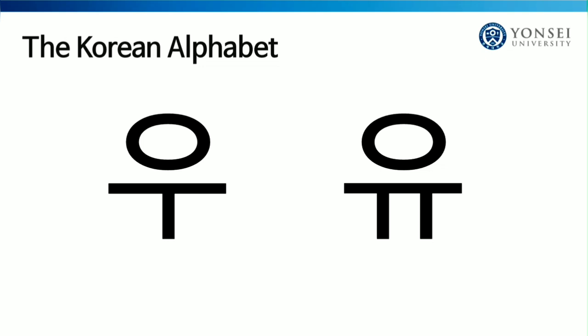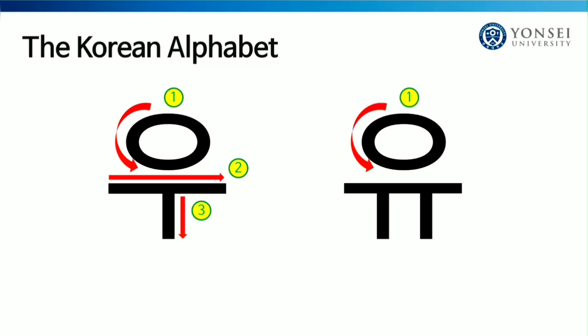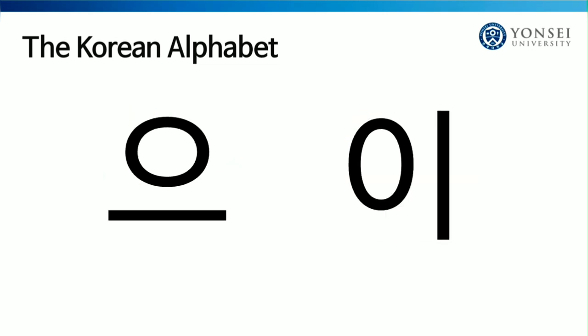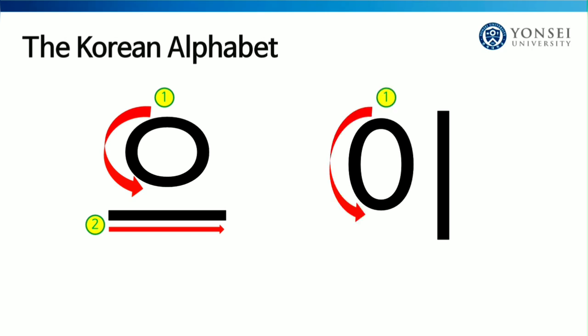O is written a circle first, a short stroke top to bottom, and a long stroke left to right. Yo, a circle first, 2 short strokes top to bottom, and a long stroke left to right. U is written a circle first, a long stroke from left to right, a stroke top to bottom. You, a circle first, a long stroke left to right, 2 strokes from top to bottom. U, a circle first, a long stroke left to right. E, a circle first, a long stroke top to bottom.